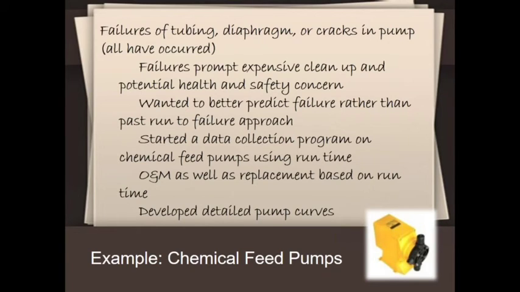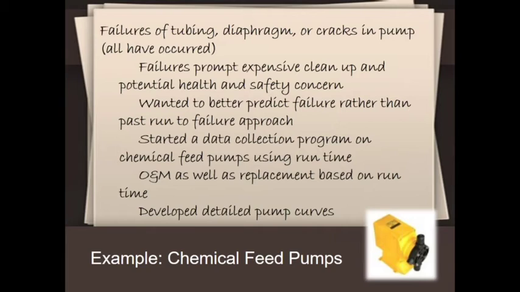Another utility looked at their chemical feed pumps. These are the pumps feeding chlorine into their system. They were having a lot of failures in the tubing, the diaphragms, and cracked pumps. And when they had these kinds of failures, they were having experiences with expensive cleanup and potential health and safety concerns, because chlorine is potentially hazardous when it's in its pure form as you're pumping it into the system. They wanted to better predict the failures rather than waiting until something bad happened and they have a cleanup they have to deal with.